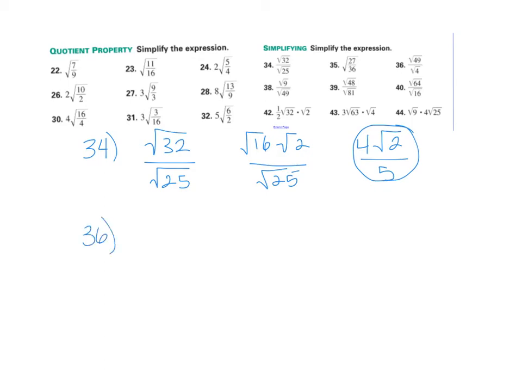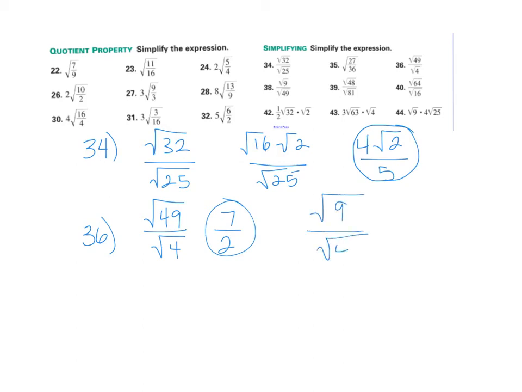36 is the square root of 49 over square root of 4. Now these are perfect squares. Square root of 49 is 7. Square root of 4 is 2. 7 halves. 38. Root 9 over root 49.